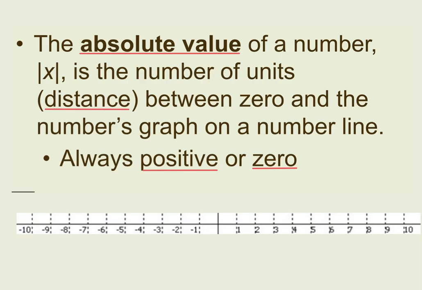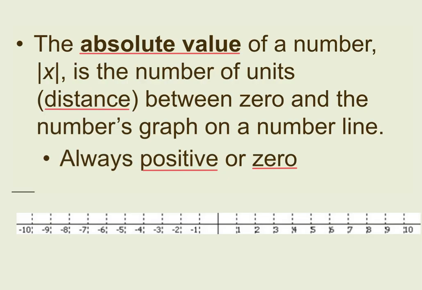The absolute value of a number, which is represented by these two lines on either side of the number, is the number of units or the distance between 0 and the number's graph on a number line. This will always be positive or 0.